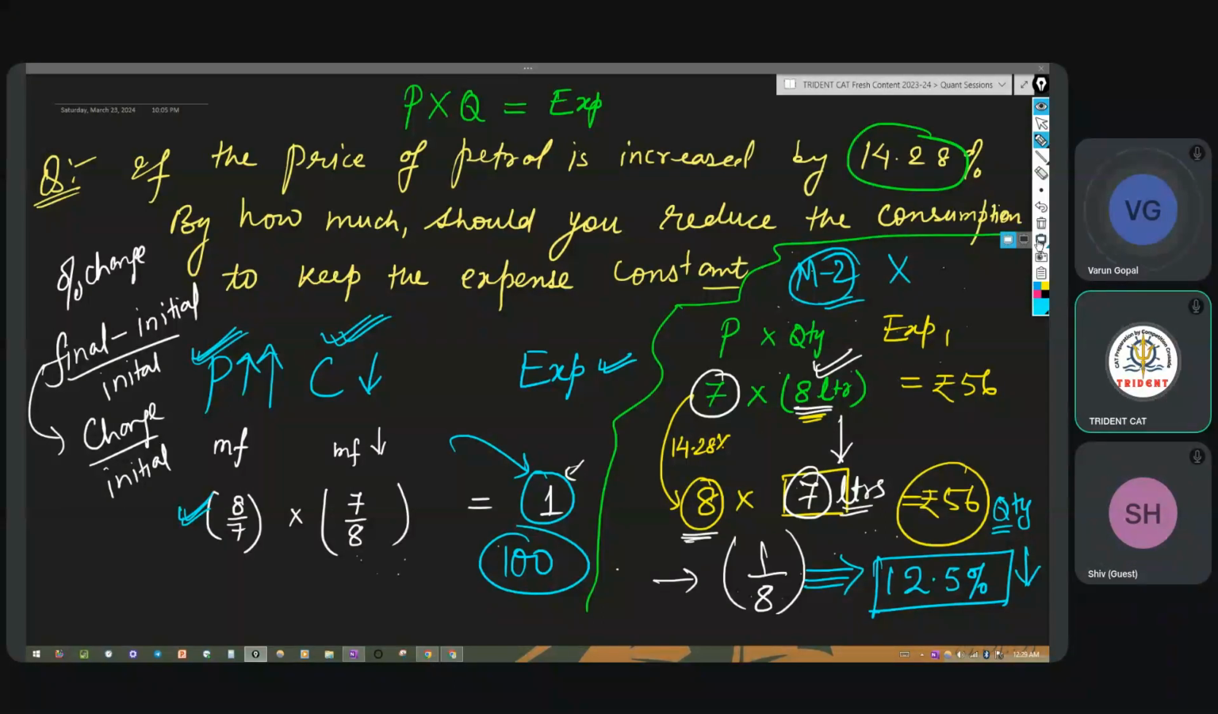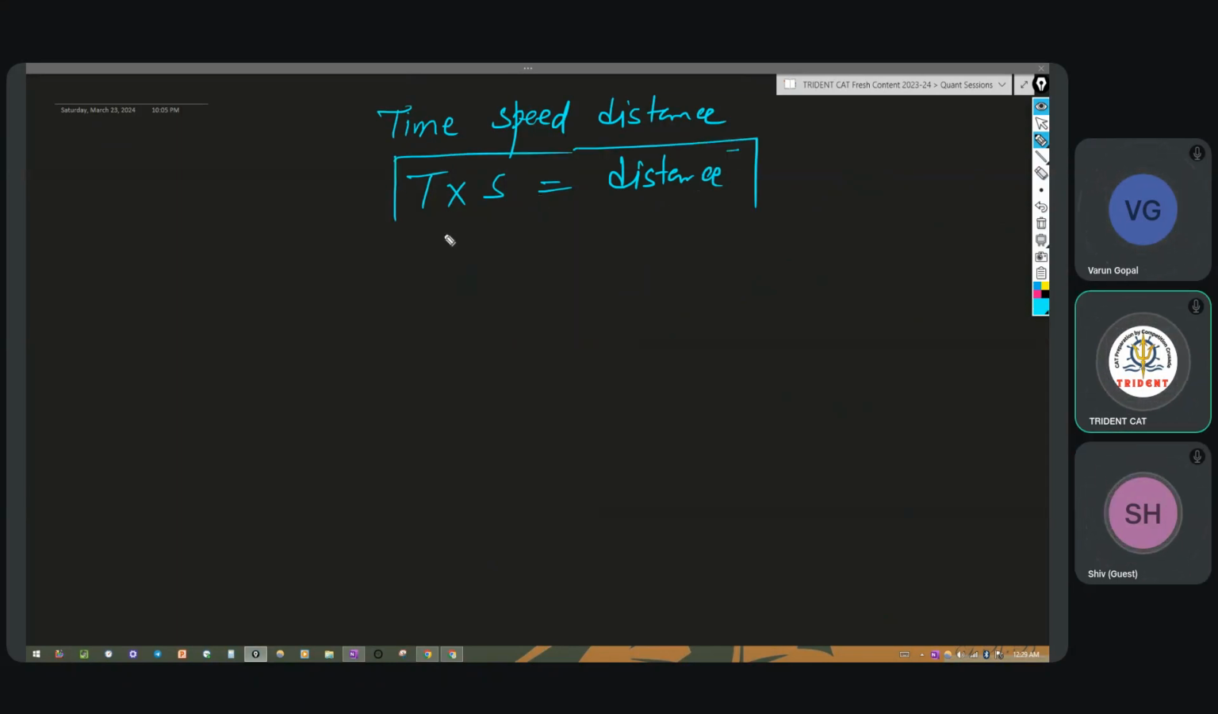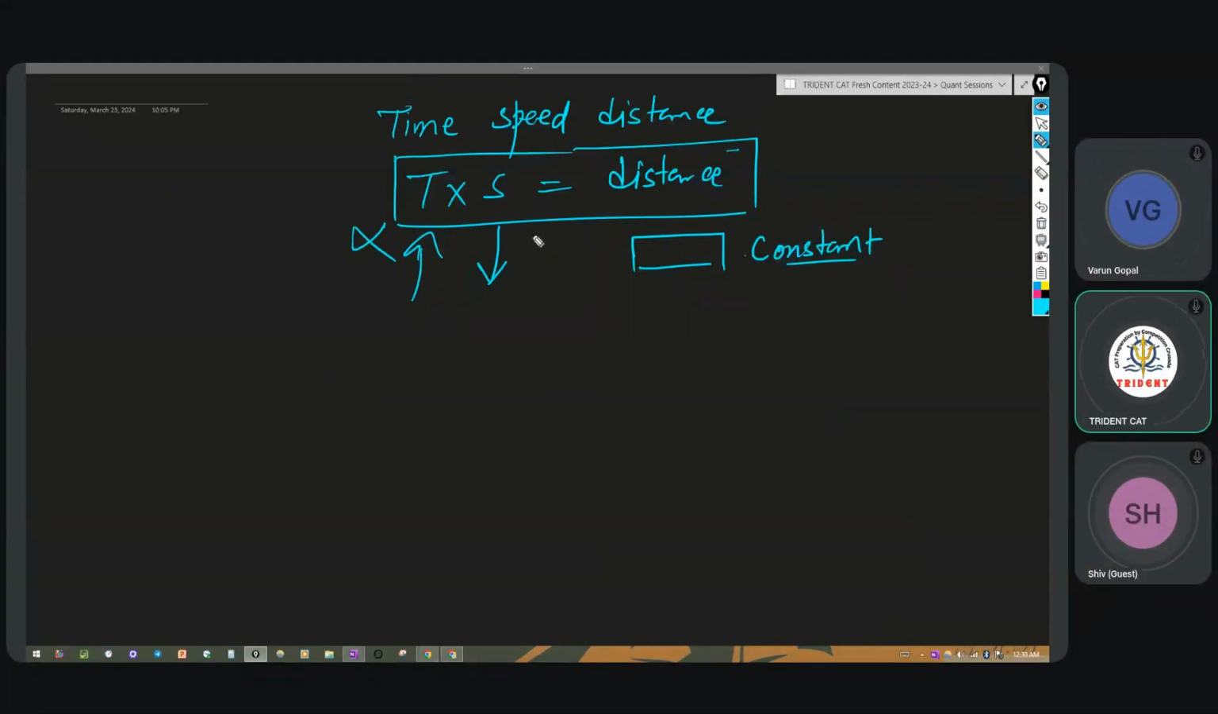And Shiv, I should also take some time to tell you this, and Varun, you also. Do you remember there is a chapter by the name of time, speed, and distance? Time into speed is equal to distance. This is the formula. This is the same product constancy formula: if time increases, speed decreases, keeping the distance constant. So this has to be constant. If the distance is also increasing or decreasing, then this relation of increment and decrement does not work. And why does this happen?